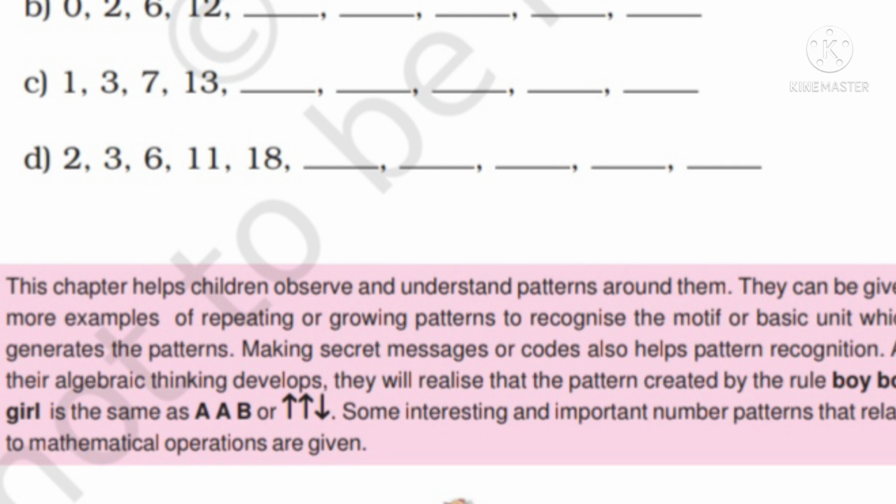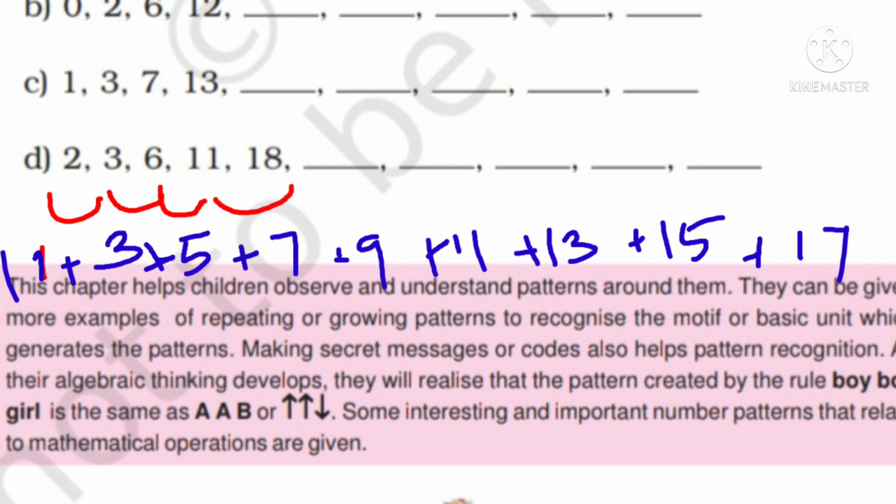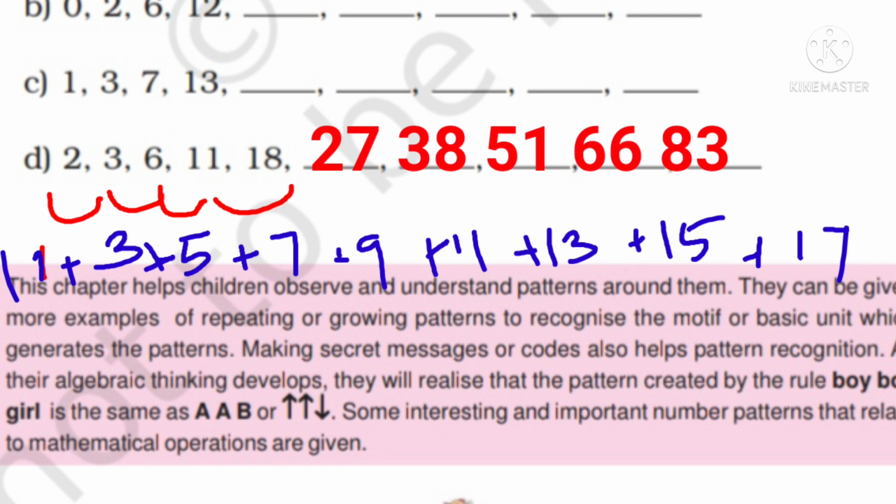Next is 2, 3, 6, 11, 18. See, 2 plus 1 is 3. 3 plus 3 is 6. 6 plus 5 is 11. That means there is an addition of odd numbers. We can finish it similarly. 18 plus 9 is 27. 27 plus 11 is 38. 38 plus 13 is 51. 51 plus 15, 66. 66 plus 17, 83.